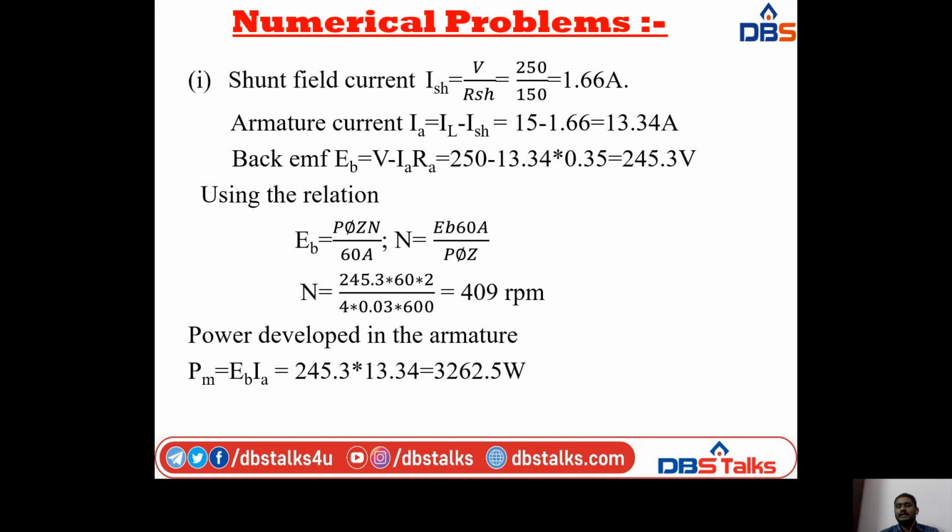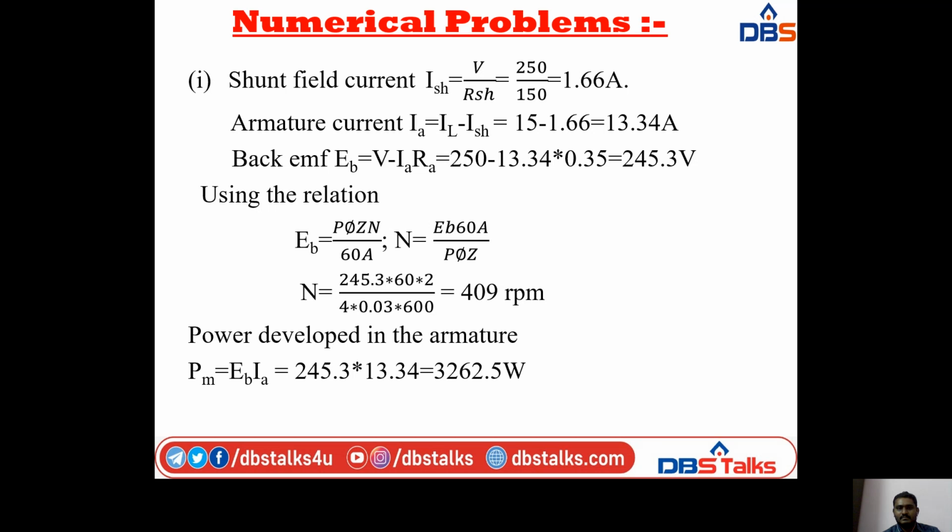And next I am going to calculate the power developed in the armature, that is Pm is equal to EB into Ia. For a DC motor the power developed in the armature is EB into Ia. Similarly, for a DC generator, the formula is Eg into Ia, that is the generated EMF into armature current. For a DC motor it is EB into Ia, that is back EMF into armature current. So EB is 245.3 volts into armature current 13.34. After substituting these two values, we have 3262.5 watts. That is the power developed in the armature.